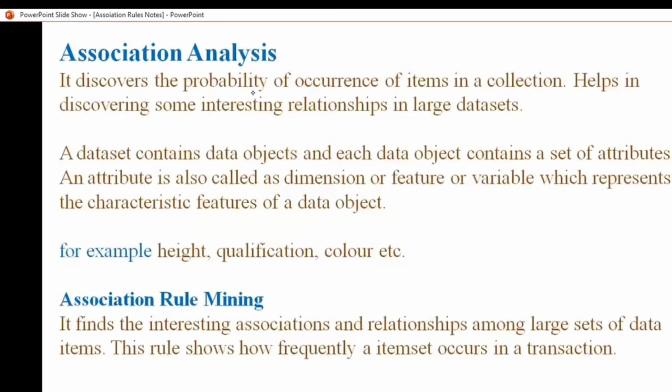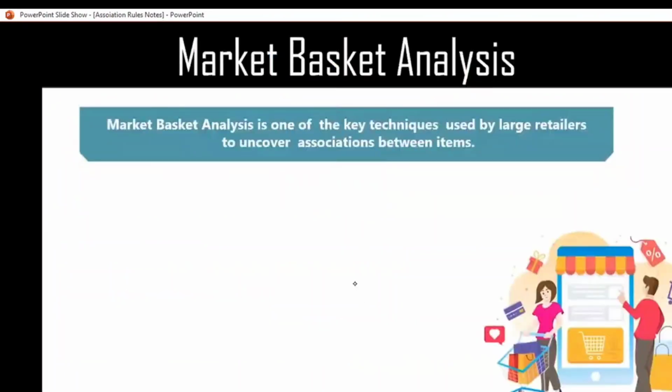So association rules give the probability of occurrence of items in a collection. It discovers interesting relationships between the items. It identifies which items are most commonly bought together. Market basket analysis is one of the key techniques used by large retailers to uncover the association between the items. For example, for a mobile phone, every person will purchase a screen guard. Either a screen guard or a back case is common for protection: front side protection is the screen guard and back side protection is the case. So everyone is going to purchase these.